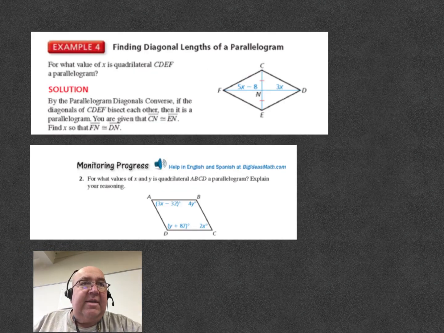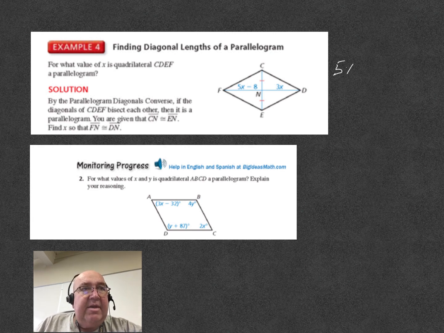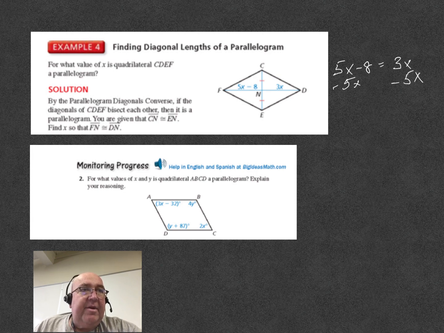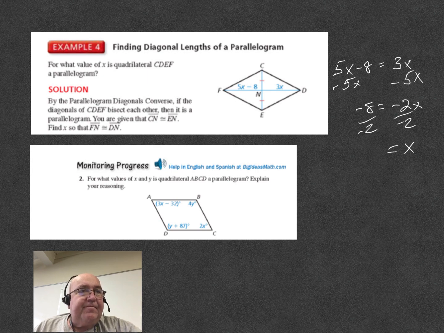Alright, so we're going to find the value of x that makes this equal on both sides. So I have 5x minus 8 is equal to 3x. I'm going to subtract 5x from both sides. Negative 8 is equal to negative 2x. Divide by negative 2. X is equal to 4. So if I check that out, 4 times 5 is 20, minus 8 is 12, and 3 times 4 is also 12.